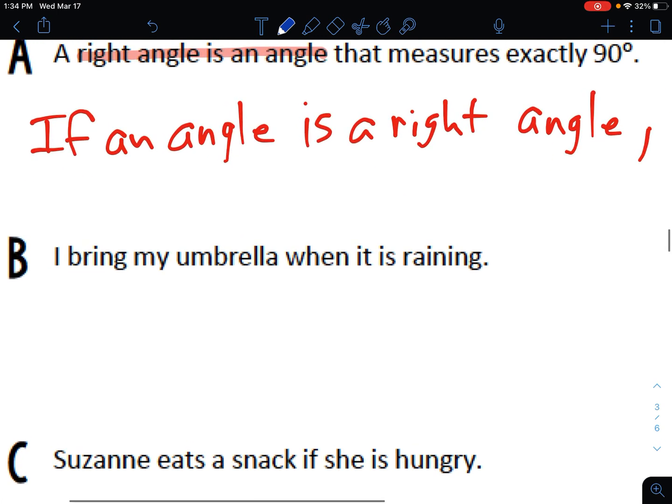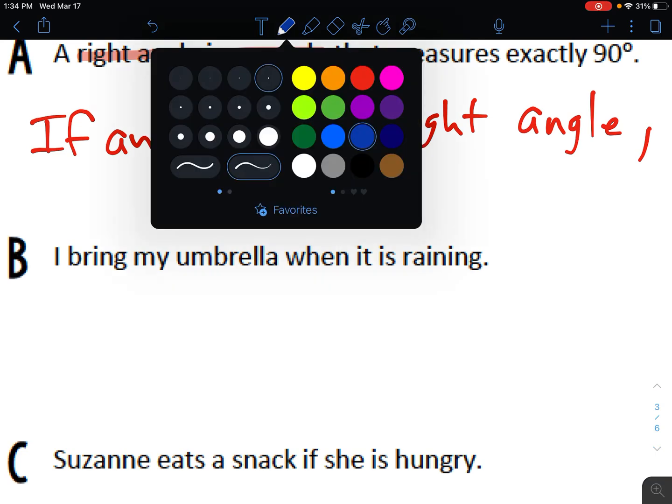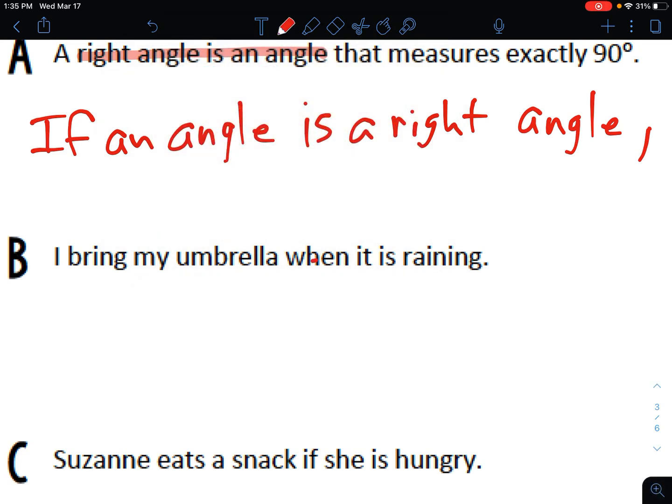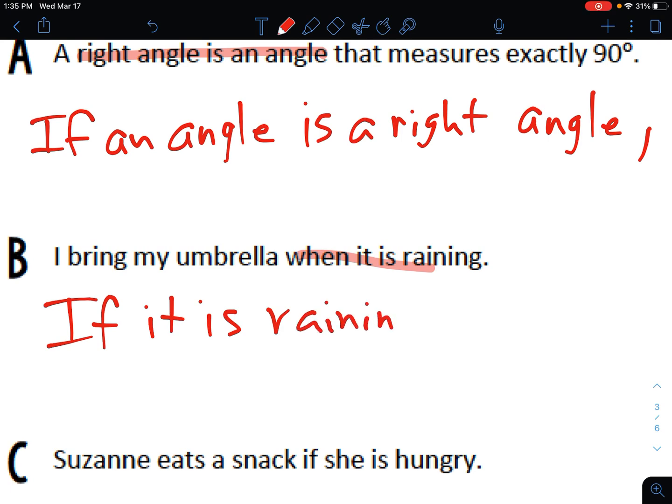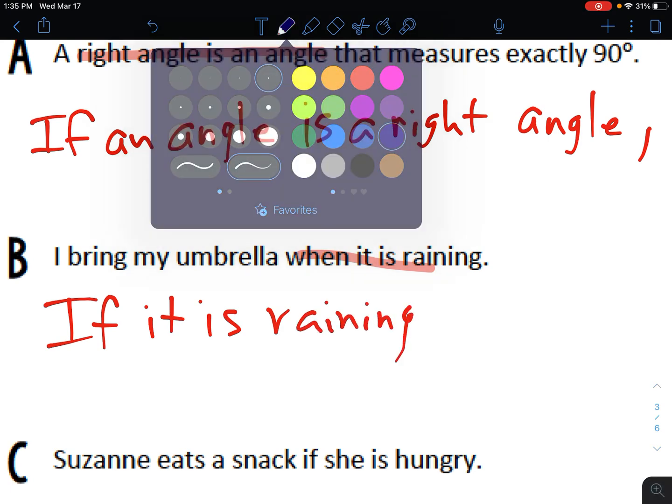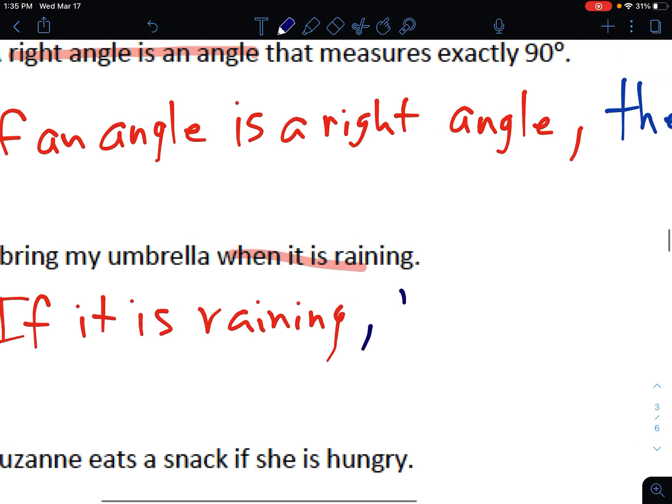Letter B here: I bring my umbrella when it's raining. Well, what's the condition? When it's raining. That's the only time I'm going to have my umbrella. So the condition part is when it's raining. How am I going to write that? If it is raining, then I bring my umbrella.